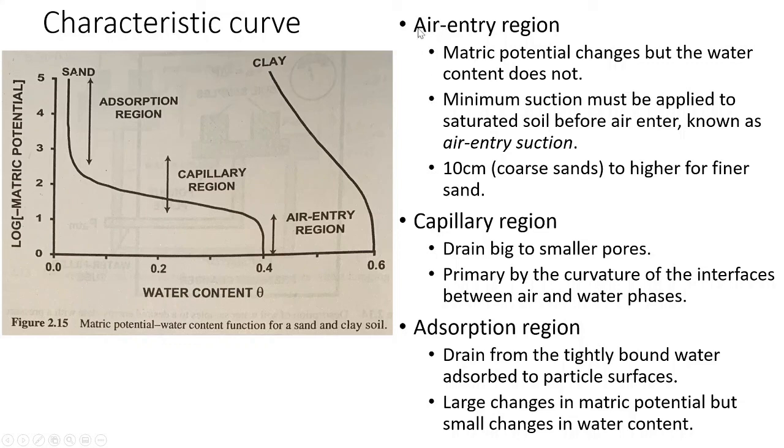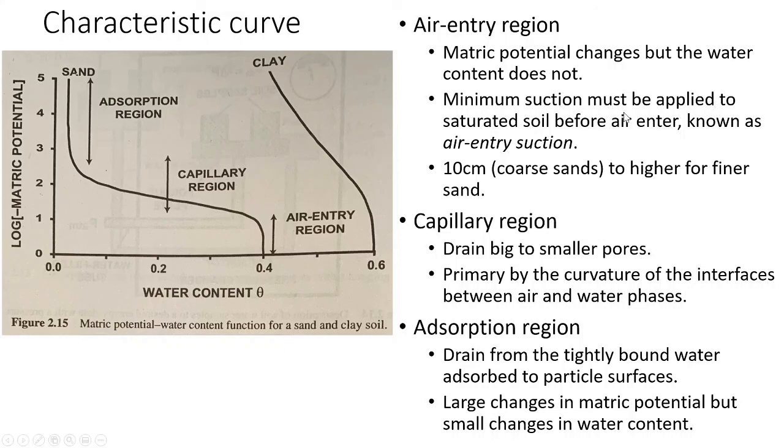All right. We can basically divide the characteristic curve into three regions: the air entry region, the capillary region, and the absorption region. In the air entry region, matric potential changes but the water content does not change. As the matric suction increases, the water content remains relatively constant. So a minimum suction must be applied to desaturate the soil.